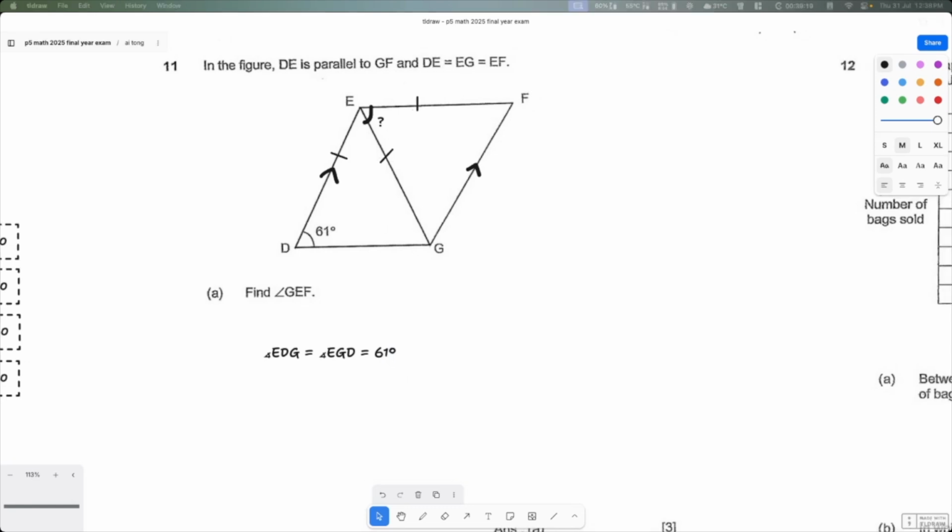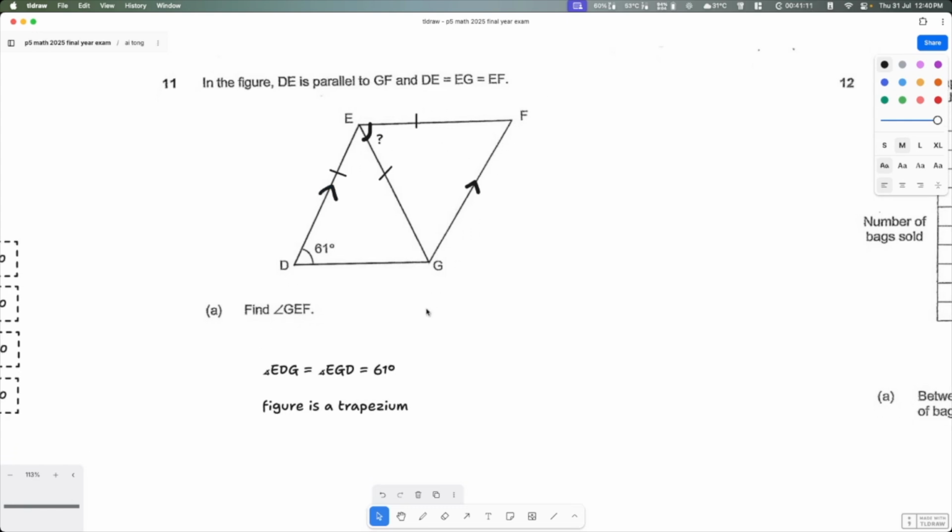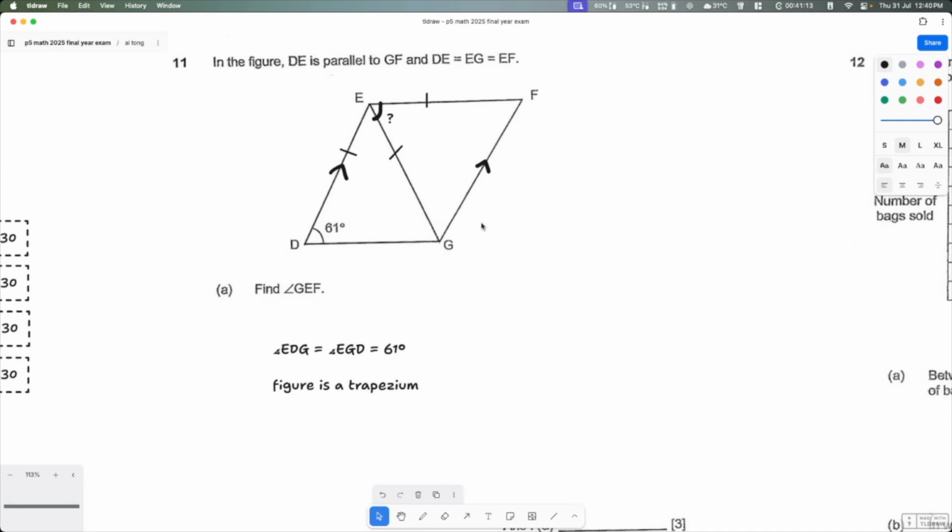At the same time, since there is a parallel, this whole figure is a trapezium, because we only know that ED and GF are parallel. So the co-interior angles between the parallel sides add up to 180. So angle DGF is equal to 180 minus 61, and this will be 119.